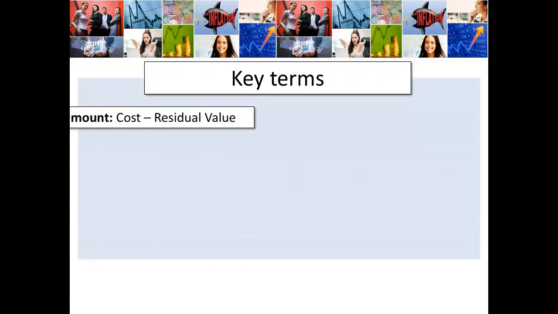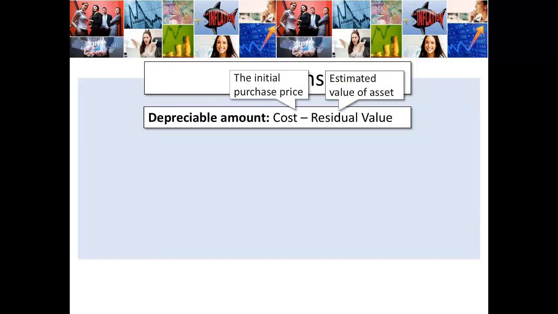Key terms that you need to know. The depreciable amount is equal to the cost less the residual value. Cost is the initial purchase price. Residual value is the estimated value of the asset.